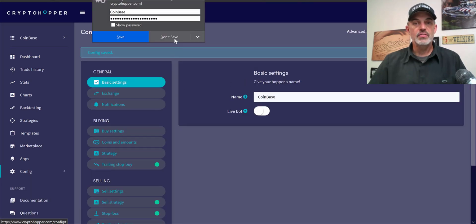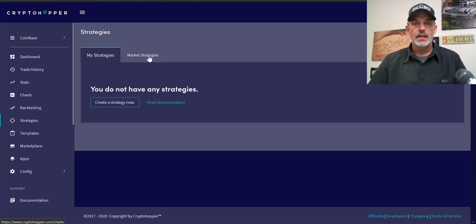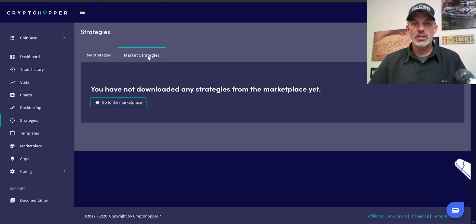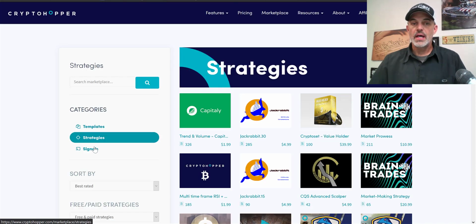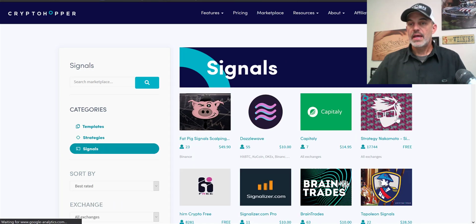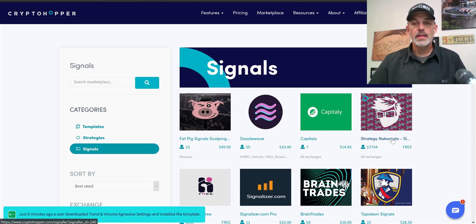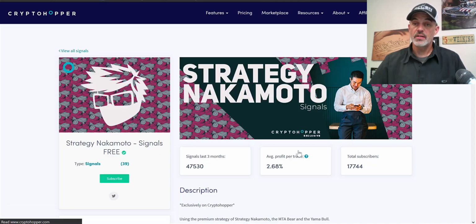And so our basic settings have been saved, but now we need to go grab the strategy, which is going to be signals, and go to the market strategies. Got to go to the marketplace. It's kind of redundant. And signals. And this is the signal. Like I said, it's free, so no real high hopes there. Not that the paid ones are any better, to be honest.